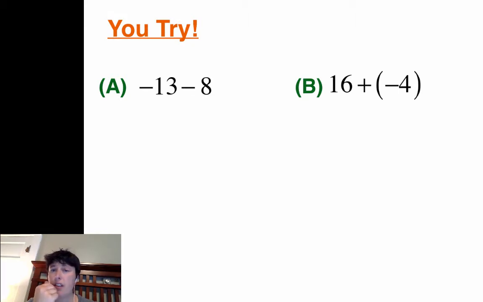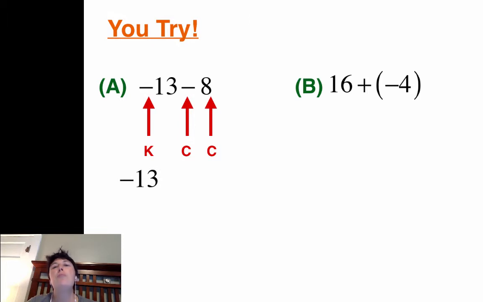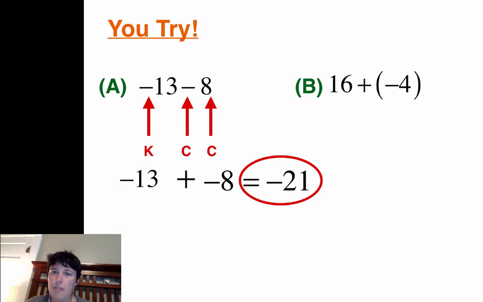All right, are you ready to check your answer? Are you currently unpausing your device, I hope? Let's see how you did here. So first one, I'm looking at it thinking KCC, keep, change, change. I'm going to keep the negative 13. I'm going to change it to a plus problem, and 8 now becomes a negative 8. So now I have negative 13 plus negative 8. Same signs, add and keep. These are the same signs, negative 13, negative 8, same signs. So I'm going to add them up. 13 plus 8 would be 21, and I'll have to keep it negative 21. And there's my answer.